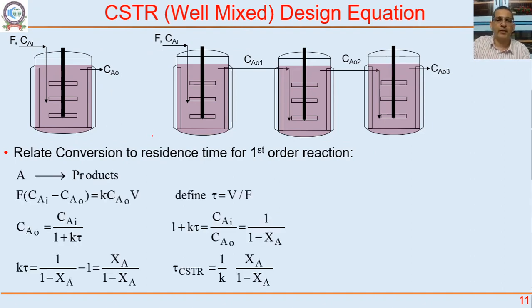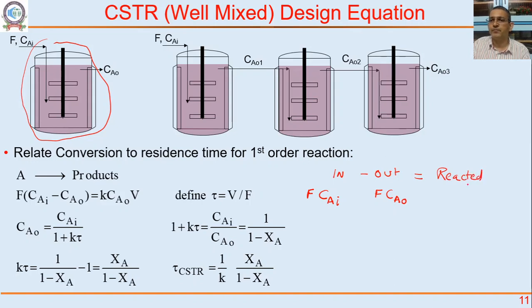Here is what you would have done. Again, if I am writing a material balance across this reactor, what comes in is flow rate multiplied by concentration at the inlet, minus flow rate into concentration at the outlet. In minus out is what must have reacted. What is reacted? It is kCA out.